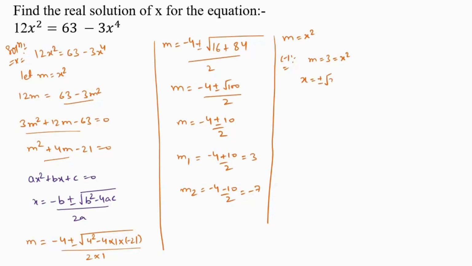plus minus root 3. And in our second case, where m equals minus 7, x squared equals minus 7, so x equals plus minus under root minus 7. That means it's an imaginary number.